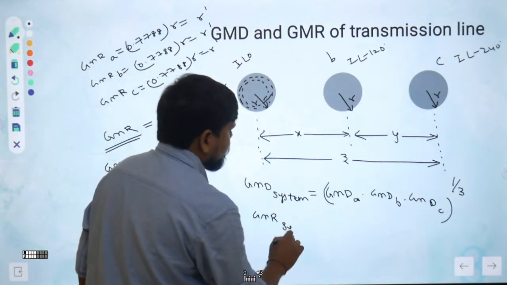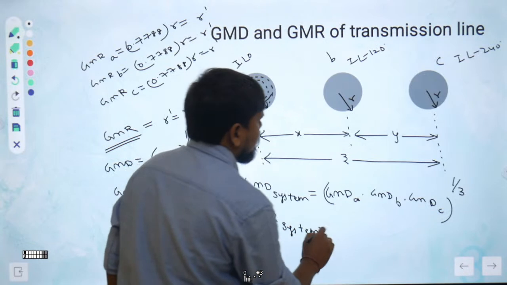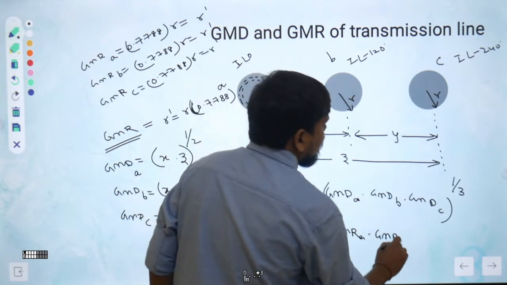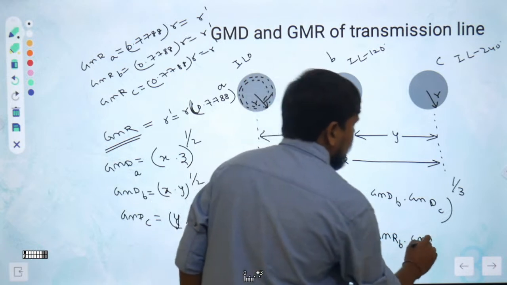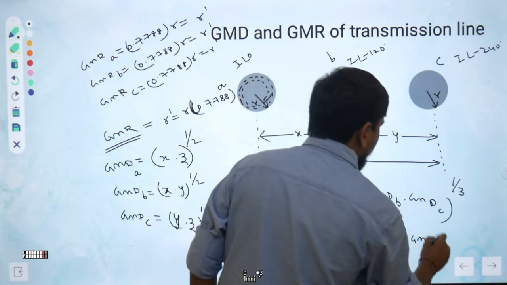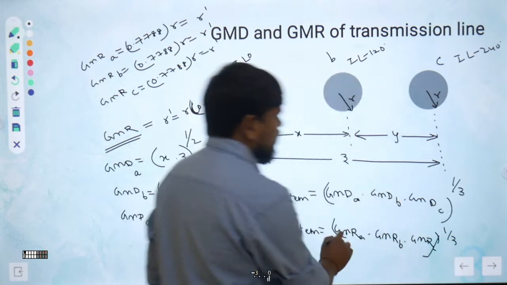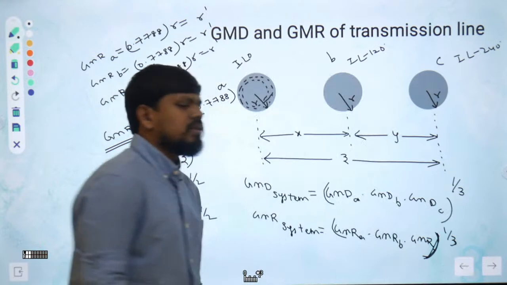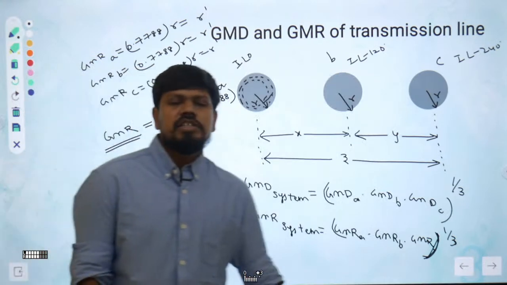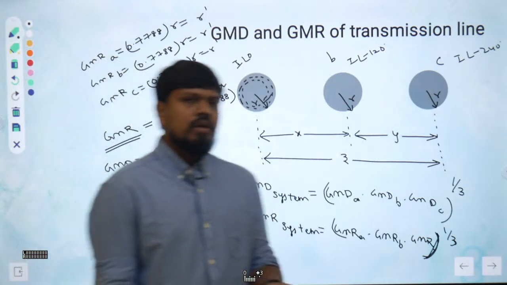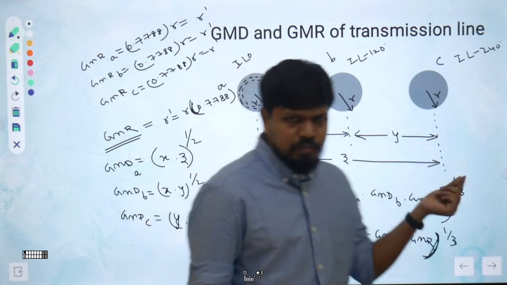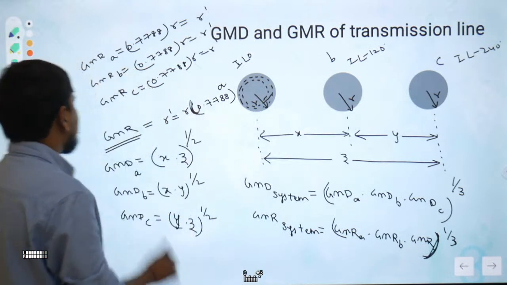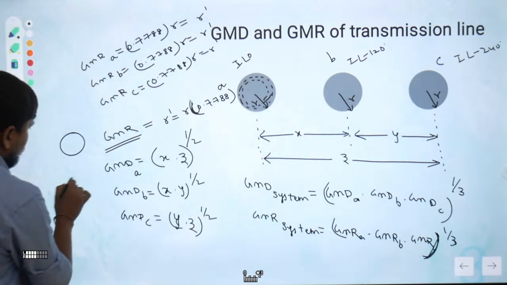GMR of the system, how can we represent it? That will be equal to GMR of A phase into GMR of B phase into GMR of C phase, whole power 1 by how many terms? 3 terms are there. So in total it will be whole power 1 by 3. These are the GMD and GMR calculations. See one thing, this is one basic concept, and it is not only for this type of model. So let's take the vertical configuration.